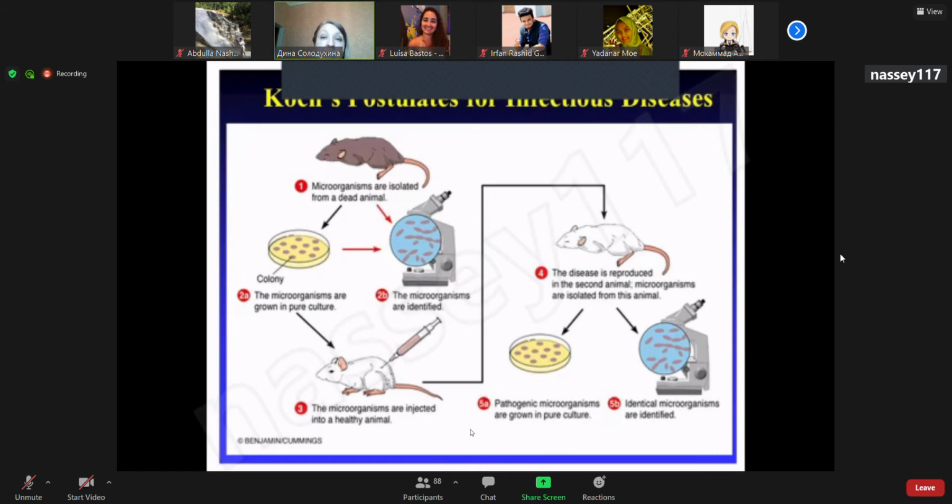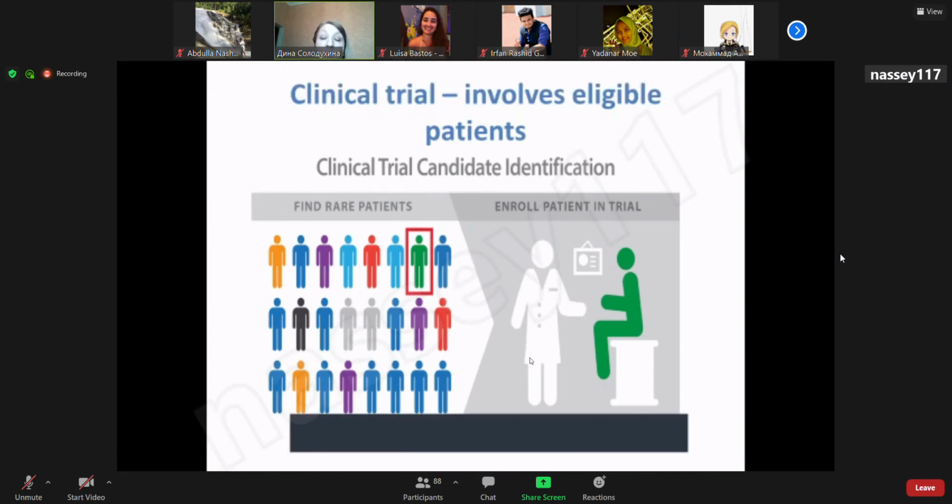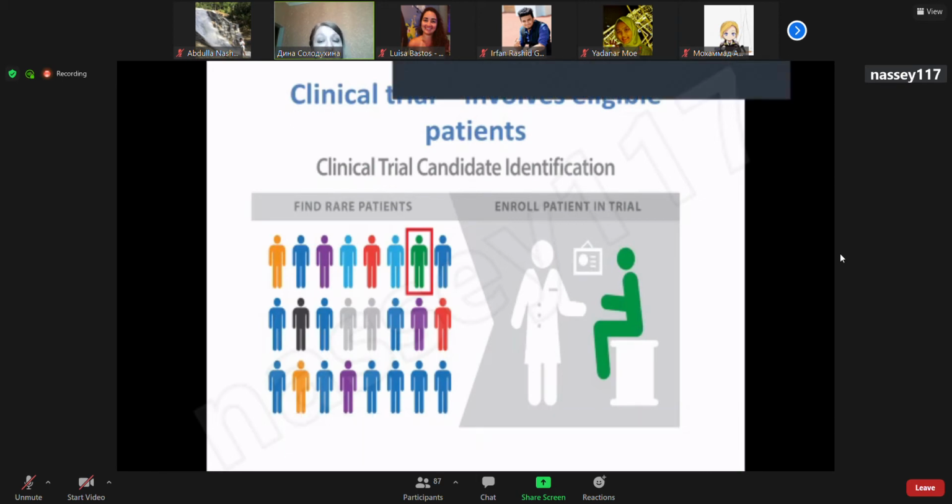specific agent. In a clinical trial, we have to involve people, human subjects, so they must be eligible for participation. And you see, it's really a problem when we have a lot of people in the community, but we have to enroll those patients who are really suitable and eligible for participation. In most cases, eligibility is determined by diagnosis and by specific characteristics like age, gender, or some pathological conditions which can accompany any disease.